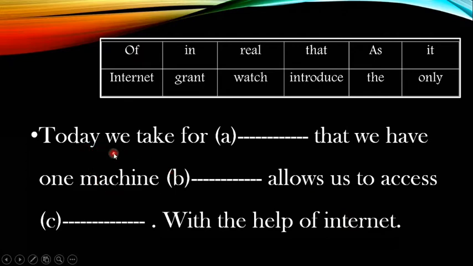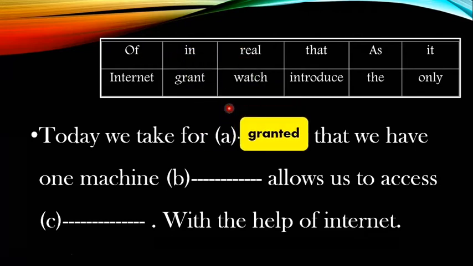So let's fill it up. Today we take for. After for we have to use a verb, and as it is the second verb of the sentence, it is actually a non-finite verb, and we are going to take the option grant because we have taken for granted. It nowadays seems very easy or common for us, so the option granted is appropriate. My dear students, please notice here we had the option grant, but we have changed it into granted because it is a non-finite verb and it is in past participle form.